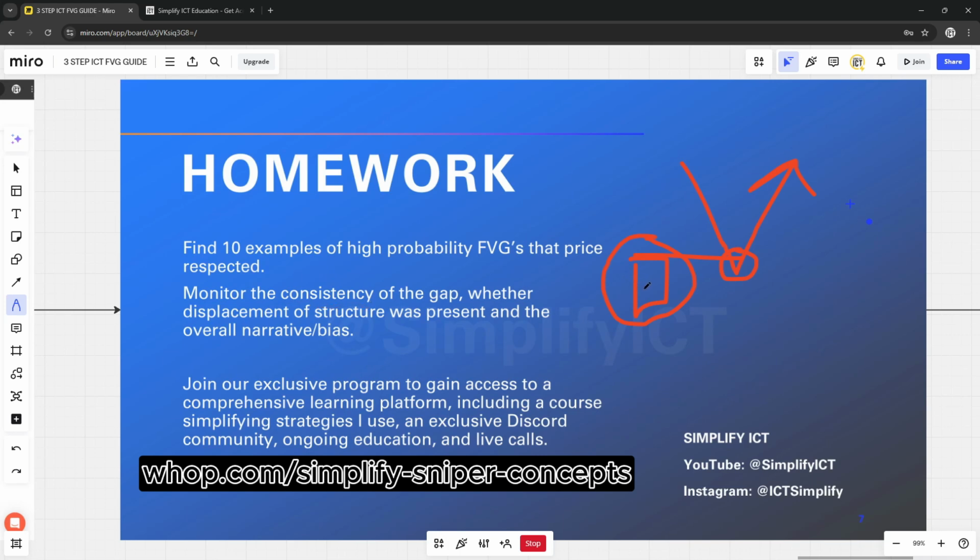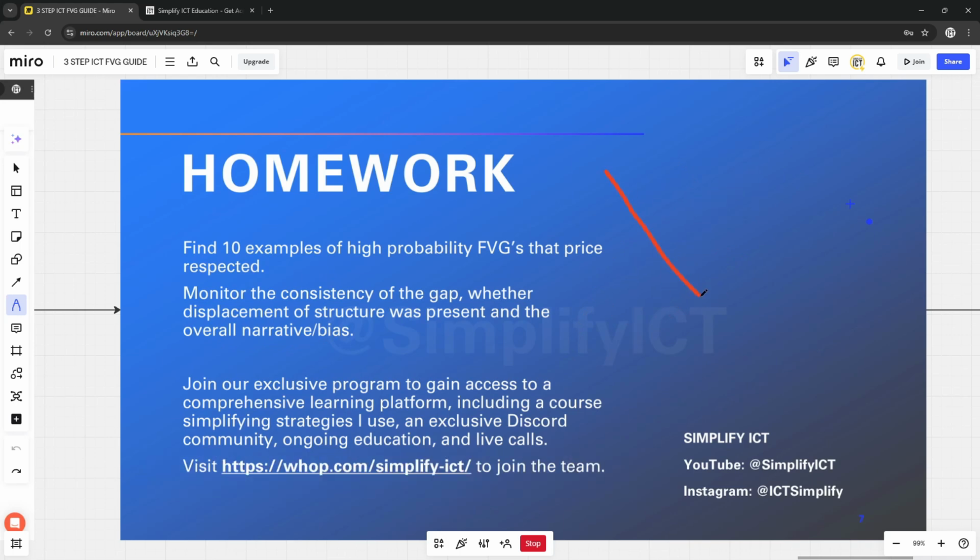So within that fair value gap, were all candles bullish? Was it all one-sided or was it two-sided? I want you to monitor whether the displacement of structure was present. So did price break structure with that fair value gap, right? Was it a displacement gap overall? I want you guys to also note down the overall narrative and the overall bias of this fair value gap. So overall, was the draw on liquidity higher or was it lower overall?